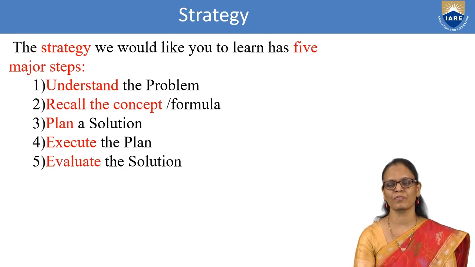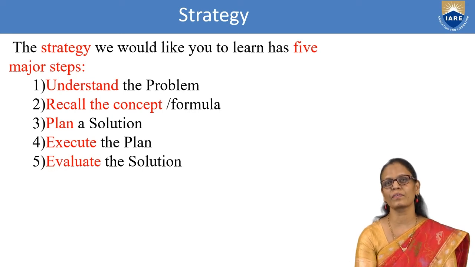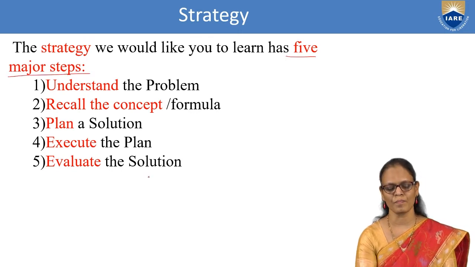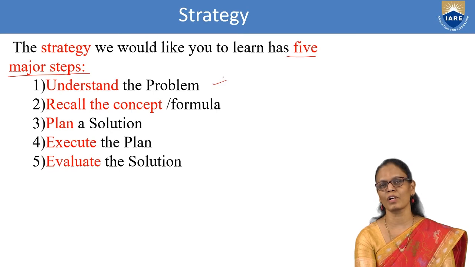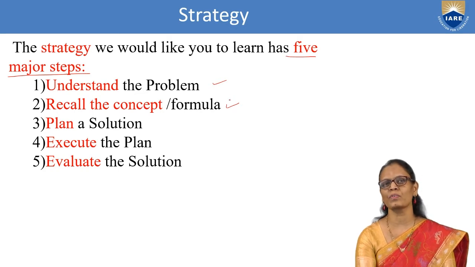Now, what is the strategy we are following? I told you we use a general approach to solve the numericals. The strategy we are going to use here is a 5-step strategy. First, you will understand the problem. Whatever problem statement or numerical is given, first you will have to understand it. Then you recall the concept of the formula. What is the concept to which this formula is related? The concepts in physics to which this problem is related. Depending upon what is given and what formula you will apply, you will have to plan a solution.